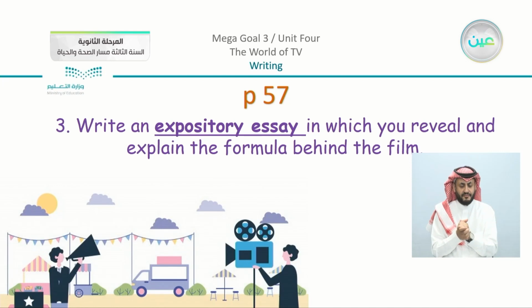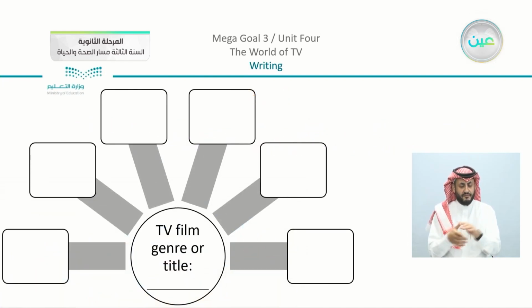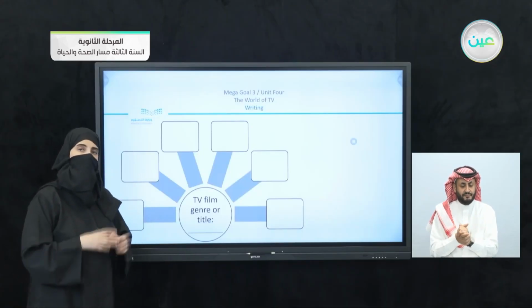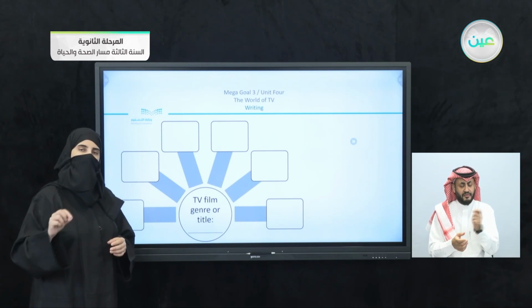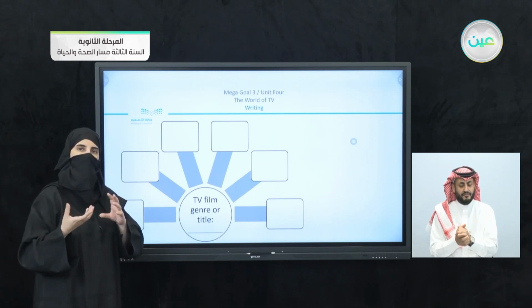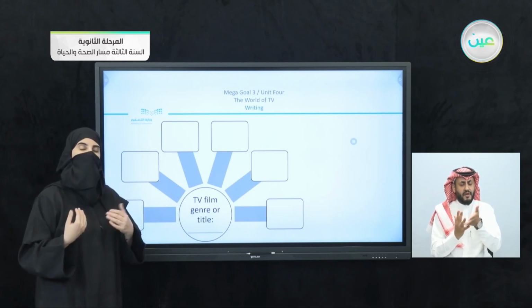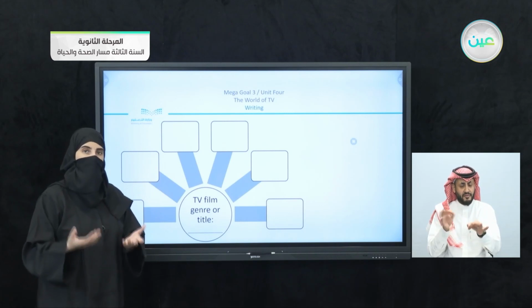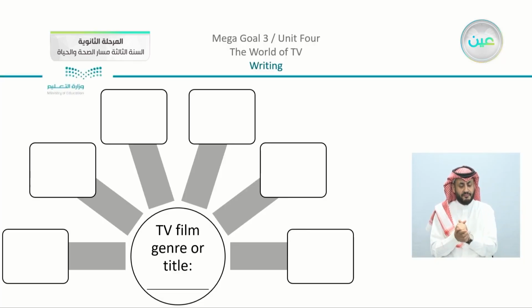And we have here number 3, to write an expository essay in which you reveal and explain the formula behind the film. Now, this is the table or the chart that you can use when you just write out the main parts of your formula, or as we can say, the ingredients of the movie here. Now you are going to use it.